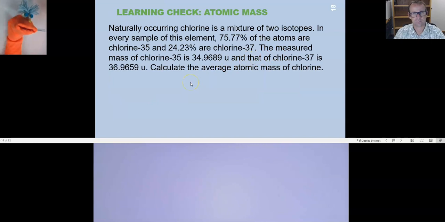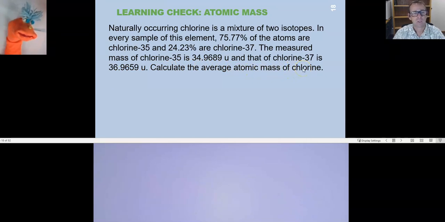All right, so an element like chlorine exists in nature, and when we say exists in nature, we can say naturally exists or naturally occurs. It exists in nature as two isotopes, two major isotopes, chlorine 35 and chlorine 37. Chlorine 35 has a mass of almost 35, 34.9689, and chlorine 37 has a mass of 36.9659. So what we want to know is what is the average atomic mass of chlorine?